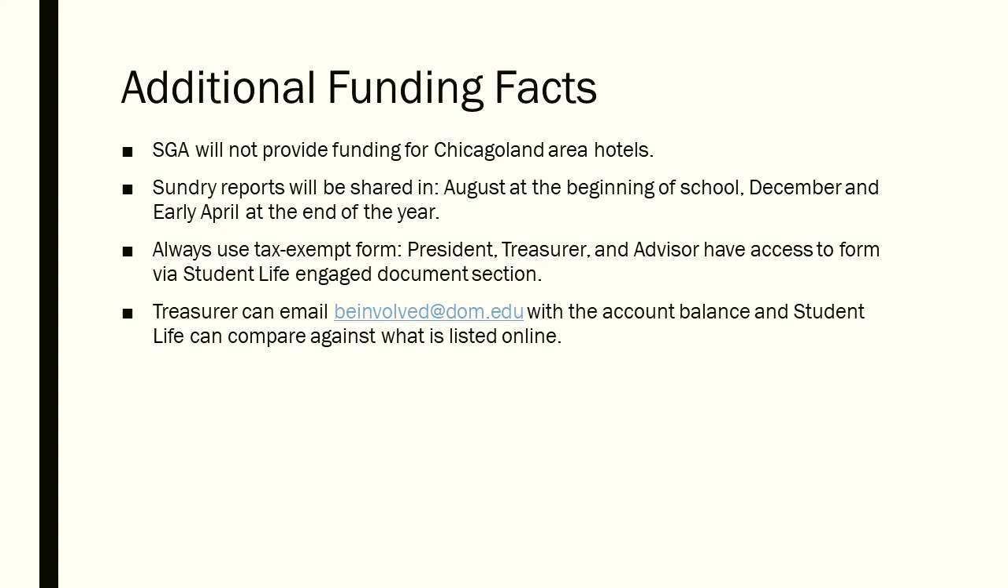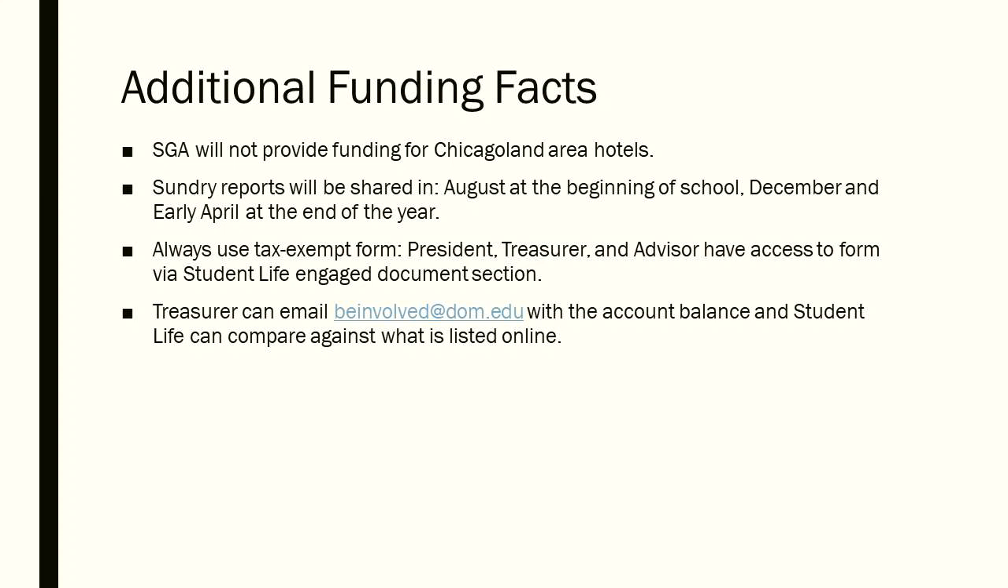Additional information. SGA will never fund or reimburse for Chicagoland area hotels, so please take that into consideration when making plans. Sundry reports will be shared in August at the beginning of the school year, December, and early April at the end of the year. If you have any questions or need anything in between, you can always reach out to us. Always be using your tax exempt for club and org purchases only. That is provided on the Student Life EngageDU page. Presidents, treasurers, and advisors can access that page. Other members can't because we wanted it to be a little bit more secure. But if you're ever in need, you could stop by Student Life and we can assist you with that.